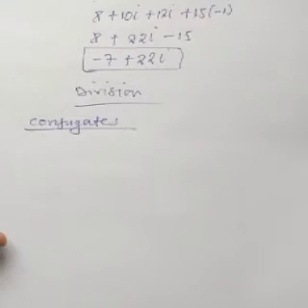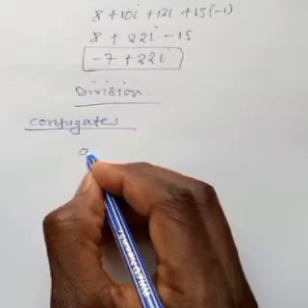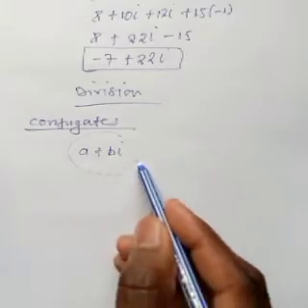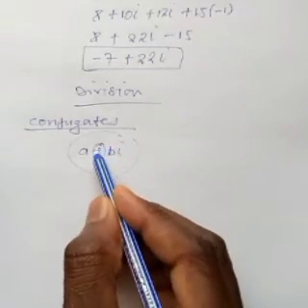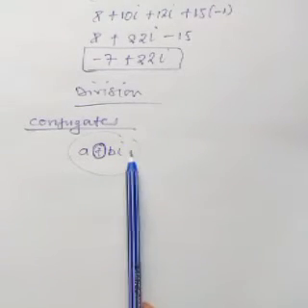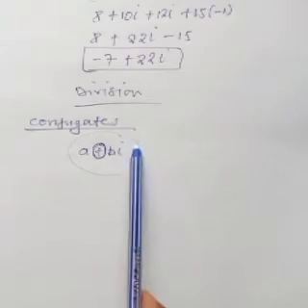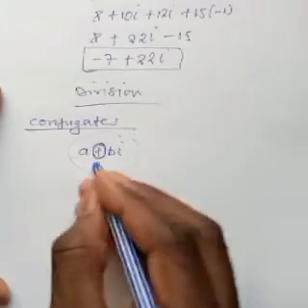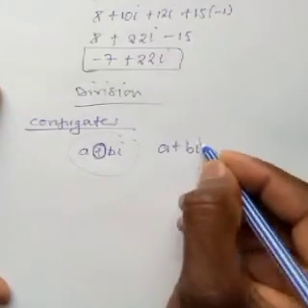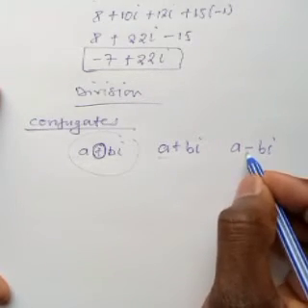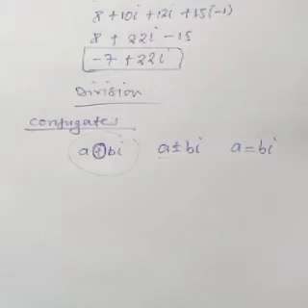So let's say you have a plus bi. The conjugate of this simply means you need to change the sign in the middle, on the part of the imaginary. If this was negative, since it is on the imaginary part, you have to find its conjugate. If you have a plus bi, the conjugate has to be a minus bi. Reason being, this is the opposite sign to that one.